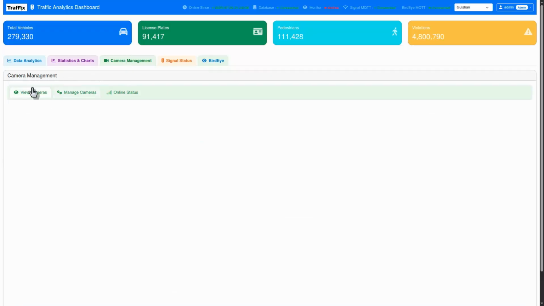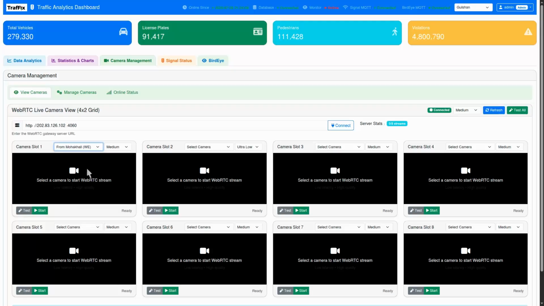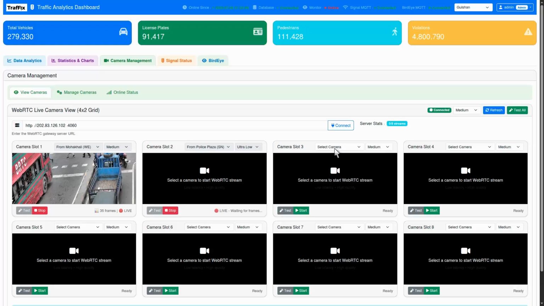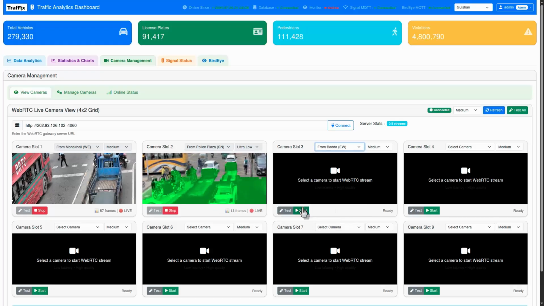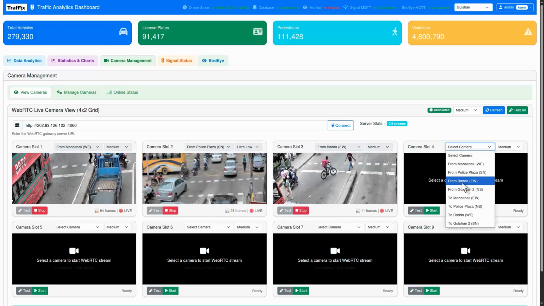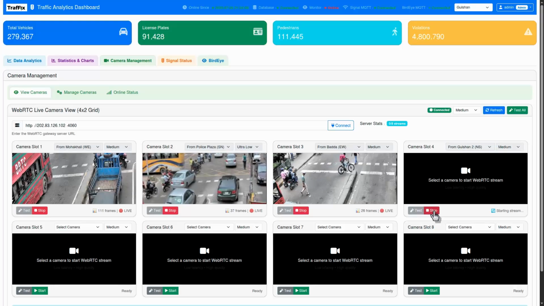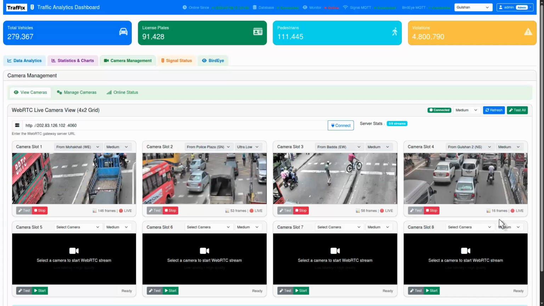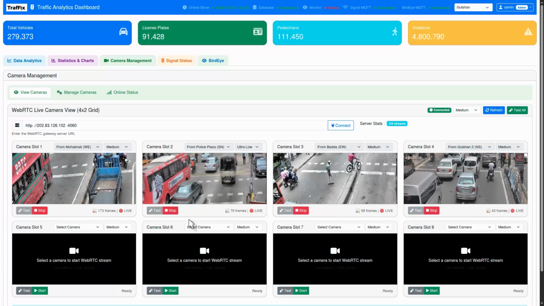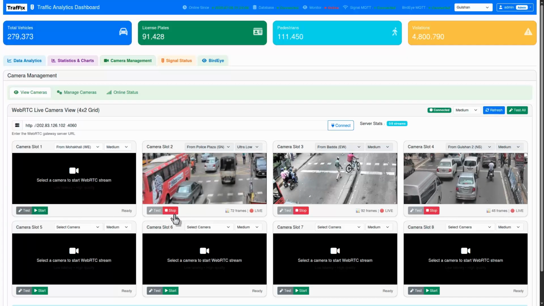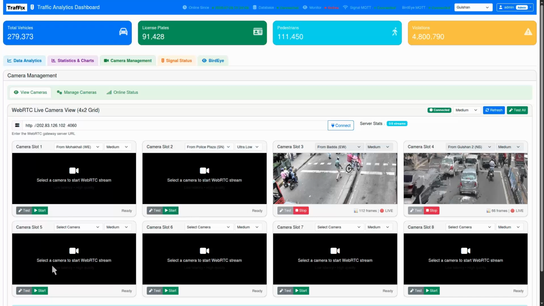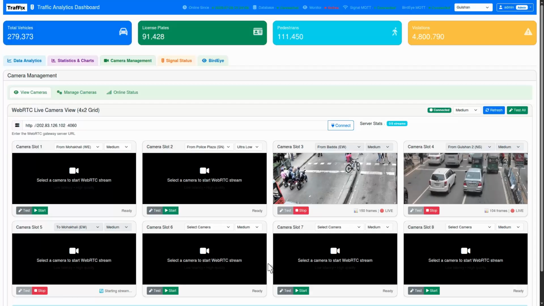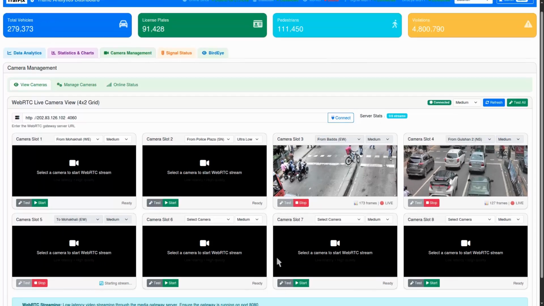Moving forward, in the dashboard there is camera management. We have the WebRTC live camera view from the side cameras. We can choose the resolution of the view, from low to medium to high. We can also select which camera to stream or not, and which camera we can see in live view.